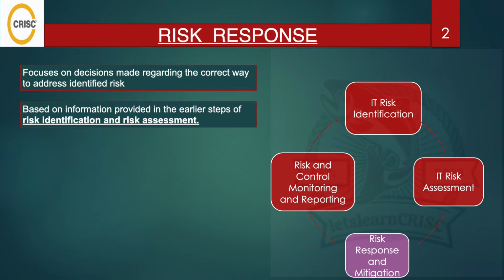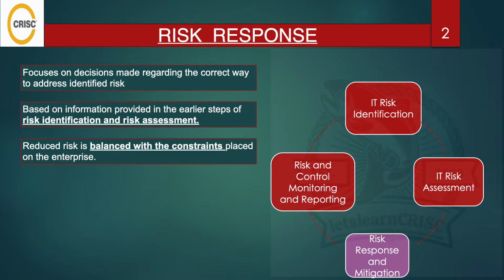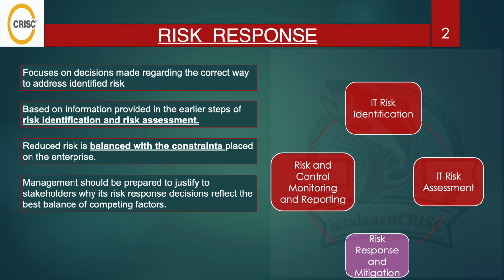right? Moving next, in the risk response, reduced risk is balanced with the constraints placed on the enterprise, right? Next, management should be prepared to justify to stakeholders why its risk response decisions reflect the best balance of competing factors. Friends, indeed the risk management within an enterprise is a delicate balance between the desire to reduce the risk and the various constraint considerations that influence the decision making, right?